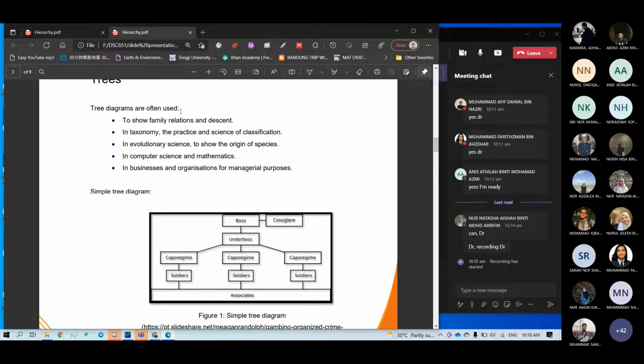Okay, tree diagrams are often used to show family, relation, and descent. It means that they always want to show relationship. There are many types of relationship. And for tree, it means that you have like a superior, or you have a parent-children kind of relationship. Networking is also a relationship, but there is no descendant.